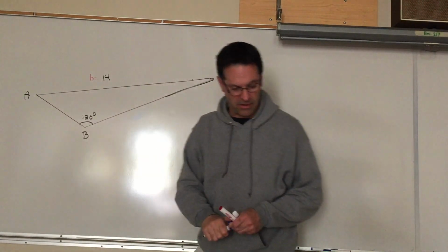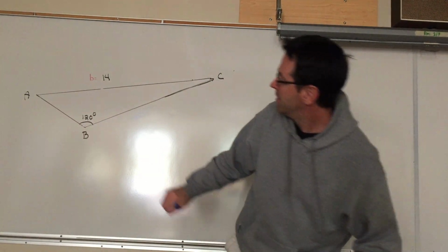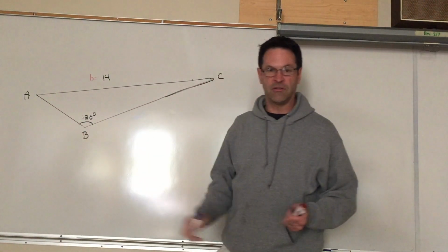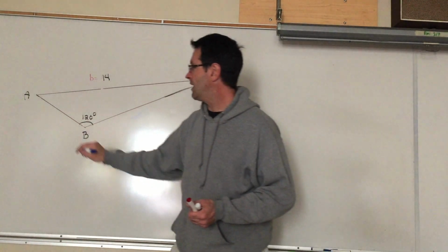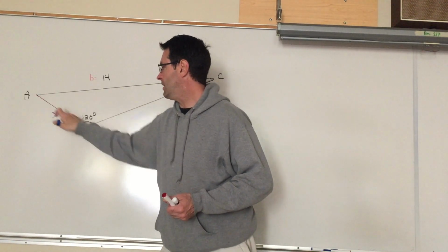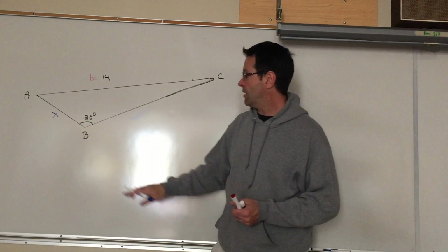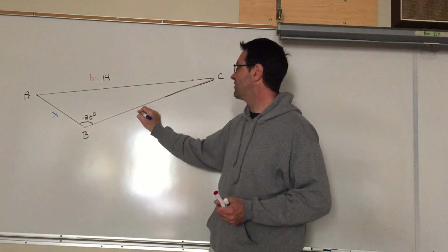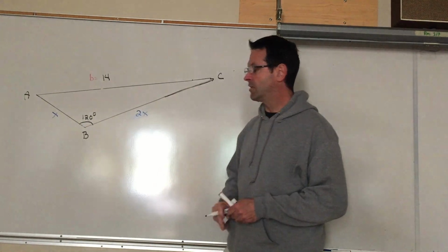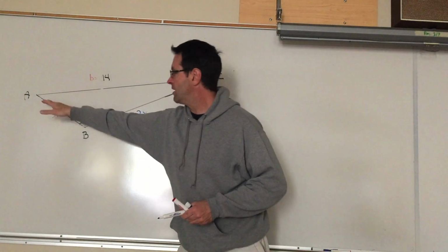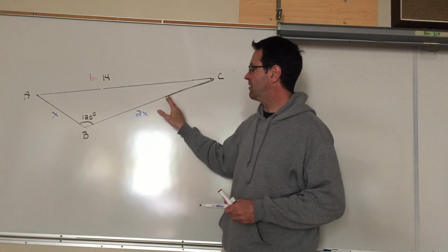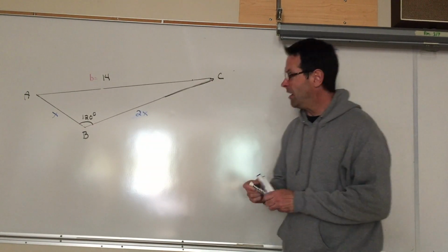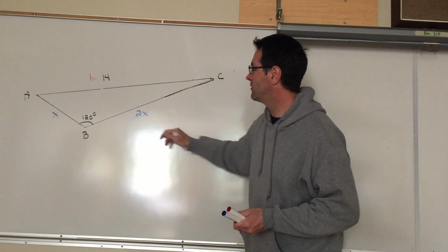Let's represent this differently. Since this side length BC is twice the length of AB, let's use another variable to represent it. If I let x represent the length from A to B, well, I can represent B to C as twice x, or 2x. I have expressions to represent this length and the contained angle. We can set this up to solve for x.